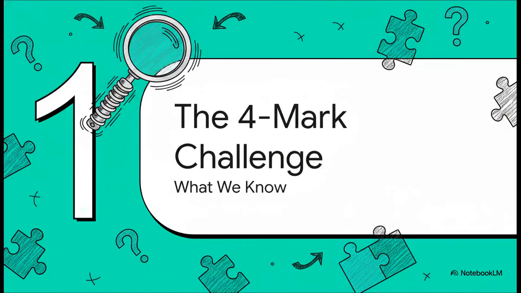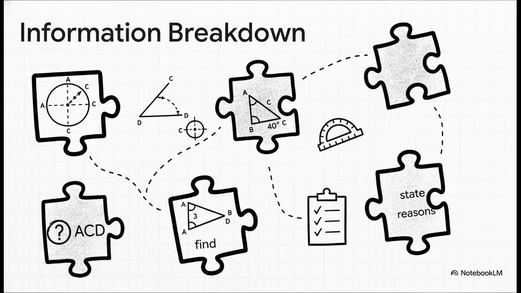The 4-mark challenge. What do we actually know? So, here are all the clues laid out for us. We've got points on a circle, there's a tangent, a 40-degree angle, and this interesting little ratio between 2 other angles. Our mission, find angle ACD. And, you'll see this is super important, we have to state the circle theorems we use. Let's start piecing this puzzle together.